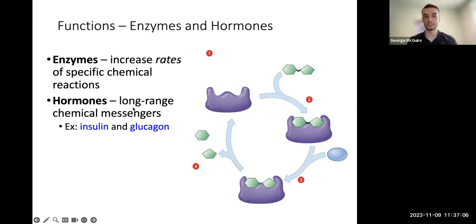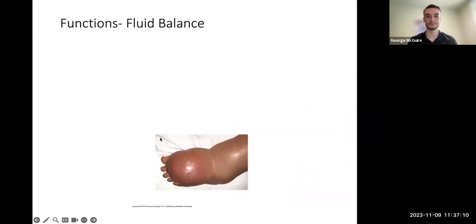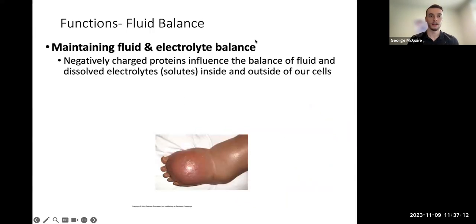And then we use proteins as hormones. Again, these long-range chemical messengers like insulin and glucagon. Okay, fluid balance. So the presence of proteins in different environments inside and outside of our cells is what helps control the concentration of other solutes. So anything that is dissolved in those aqueous environments.